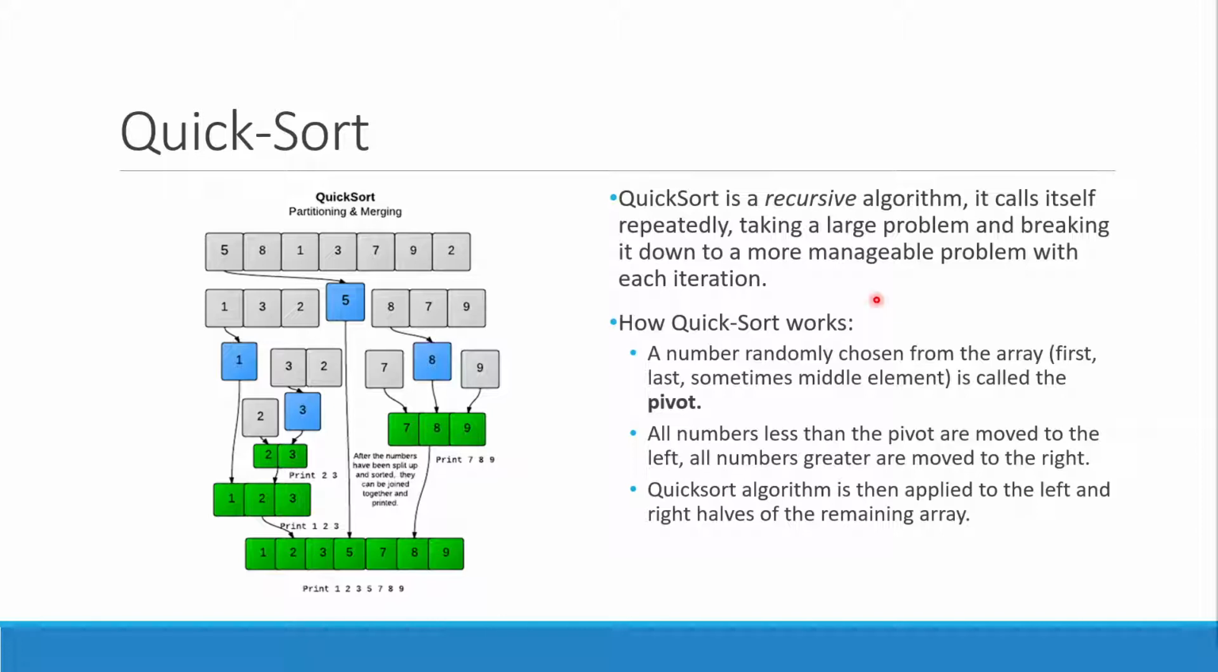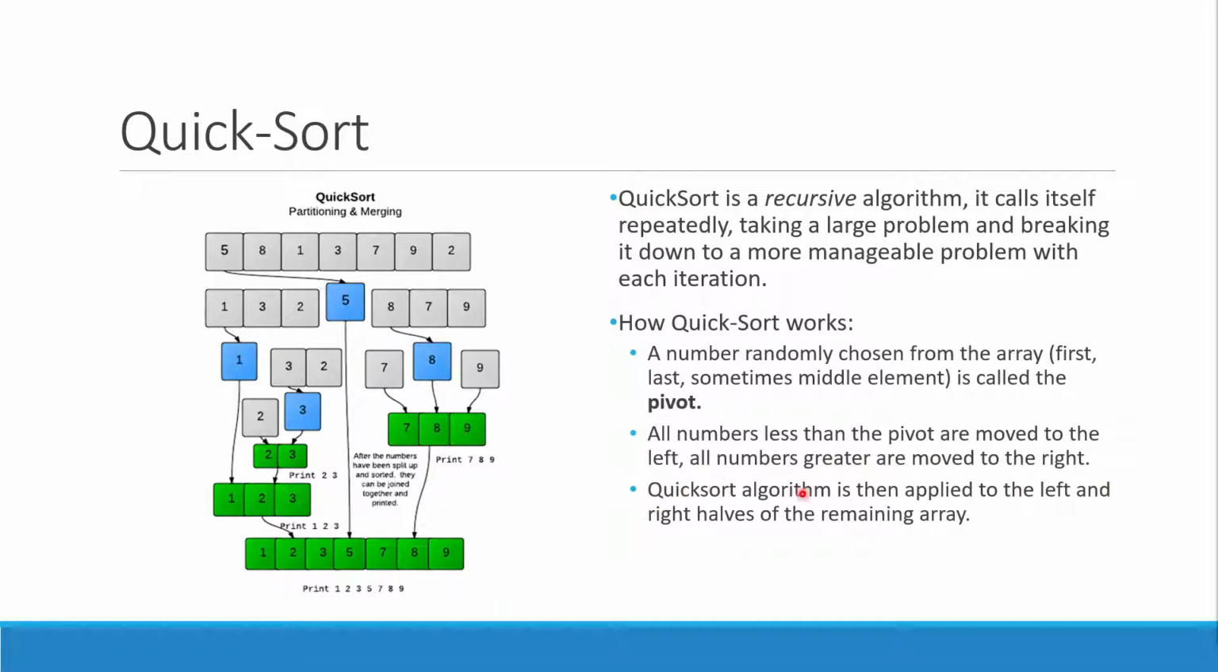But anyways, how does quicksort work? Okay, so the way it works is that a number is randomly chosen from the array. It's systematically random, but this number that's chosen could be the first element. Sometimes it's the last, sometimes it's a middle element. It doesn't really matter. But whatever number we choose is called the pivot, okay? All numbers less than the pivot are moved to the left of the pivot, and then all numbers greater than the pivot are moved to the right of the pivot. Okay?